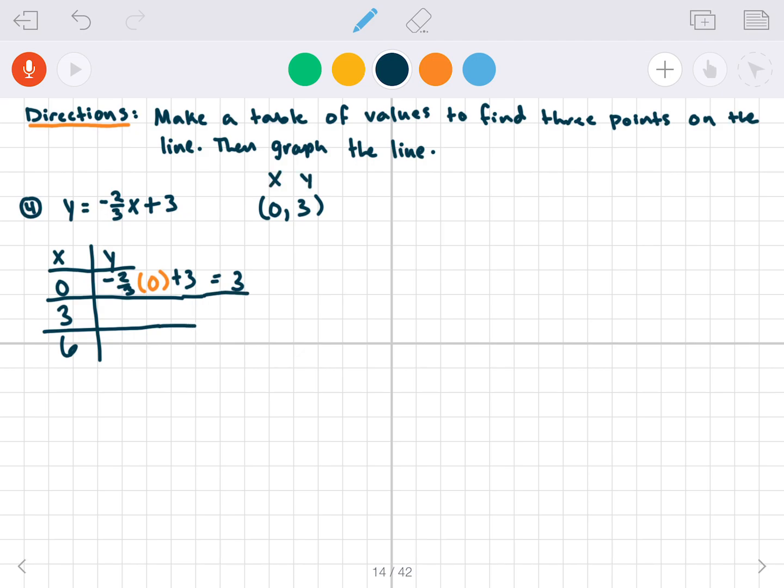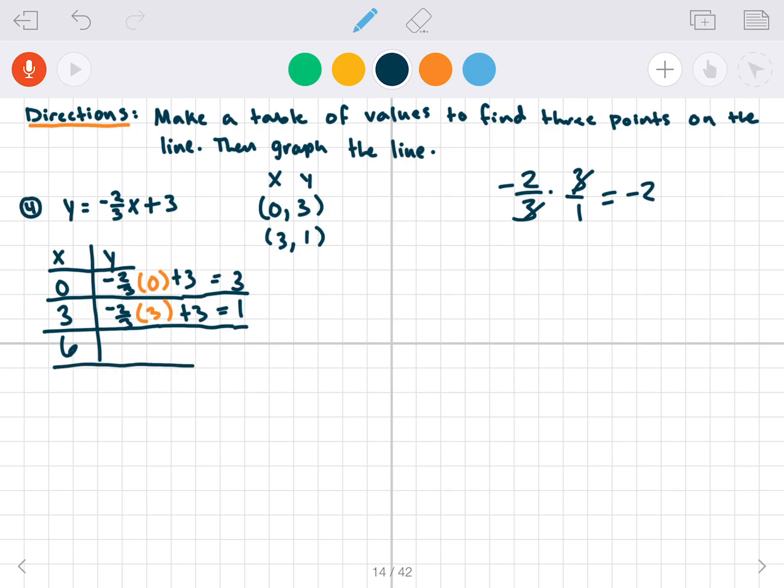Okay. Next one, we have negative 2/3 times 3, plus 3. Okay, let's do it over here. 2/3 times 3/1. These cross divide to give us negative 2. So negative 2 plus 3, right? Negative 2 plus 3 is positive 1. So another ordered pair is (3, 1).